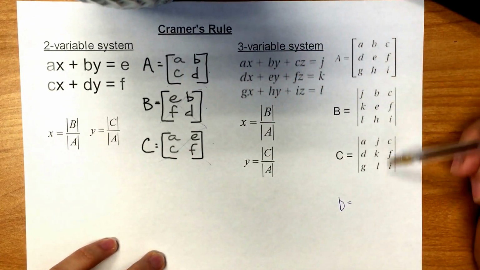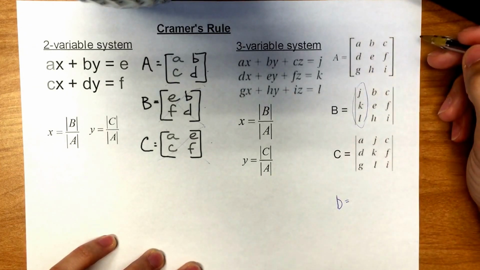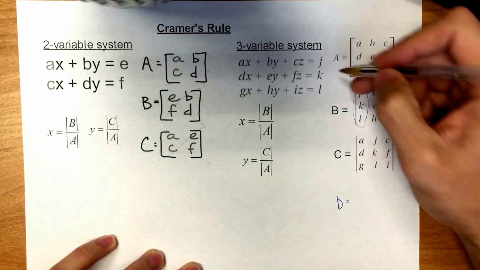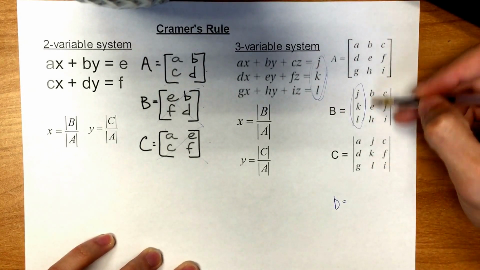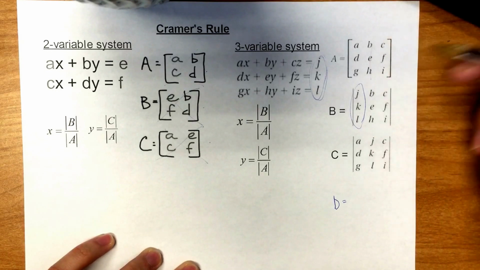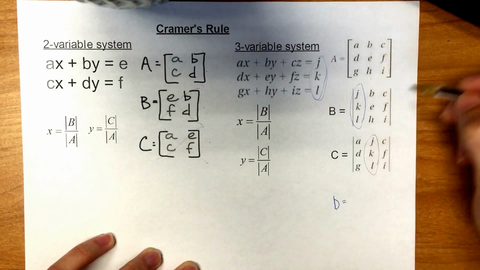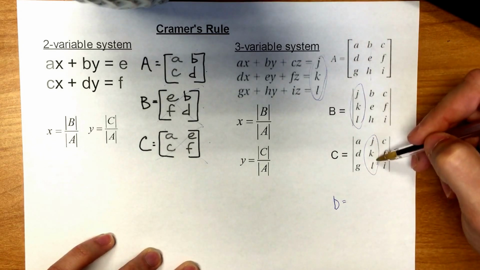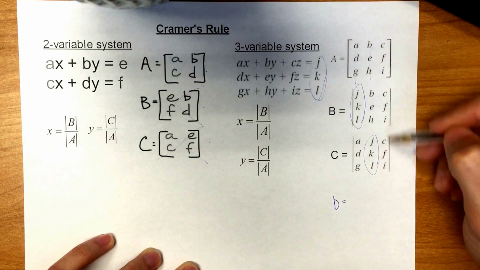Then as I go down, I'm going to start creating other matrices. Look at the first column. In matrix B, the first column becomes the constants. The second column and the third column stay the same as what they were before. When I go to matrix C, notice the constants move over to the second column. The A, D, and G stay. The C, F, and I stay.